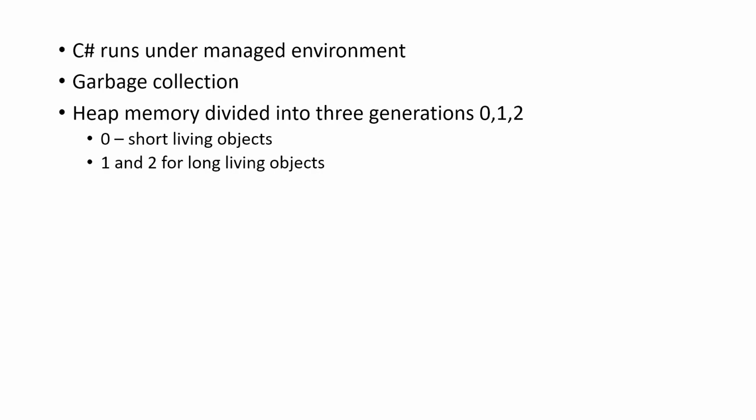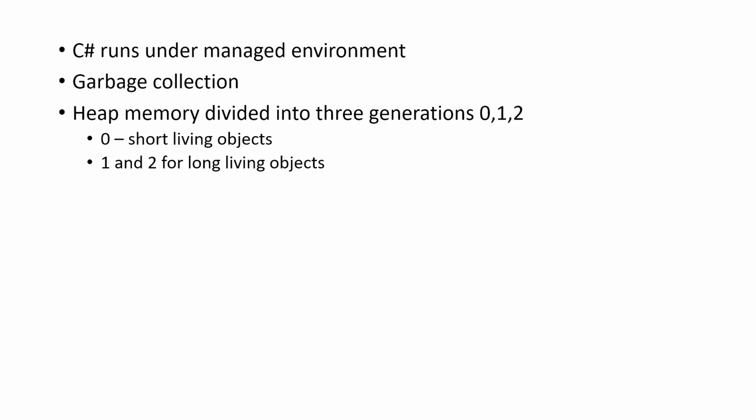Garbage collection divides the heap memory into three different sections, usually called generation 0, 1 and 2. Generation 0 usually contains objects that are short-living. The first generation contains objects that survived when garbage collection ran on the 0th generation. Generation 2 usually contains long-lived objects. That's how the content is separated.